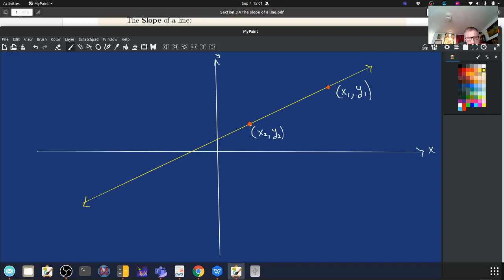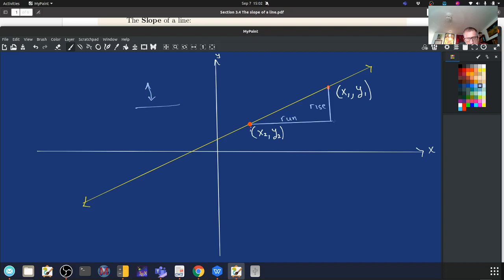So the slope is the ratio of the rise over the run. I overshot just a little bit, and not that it matters. So how do I find, this is the rise distance, that's the up and down, and this is the run distance over here.